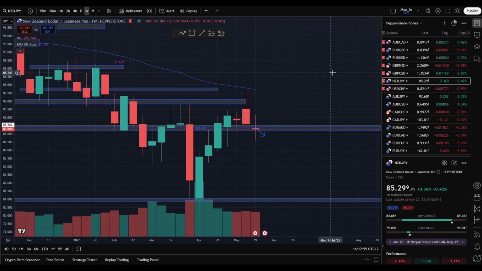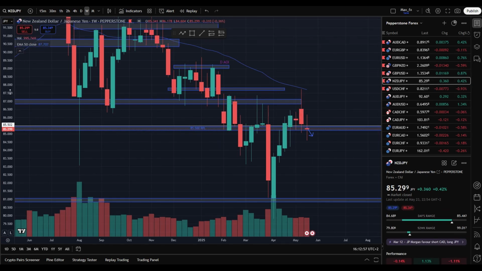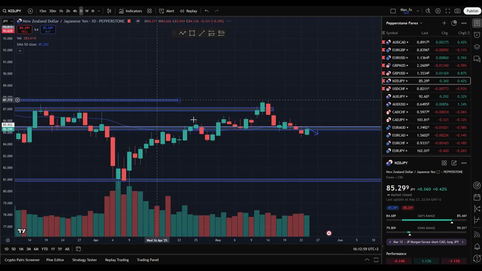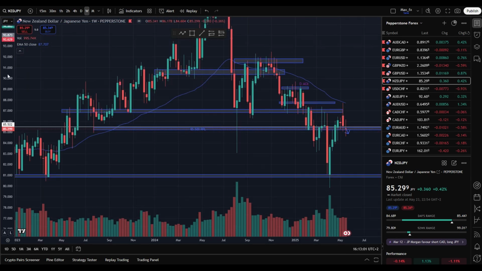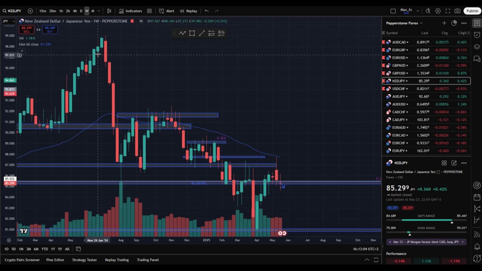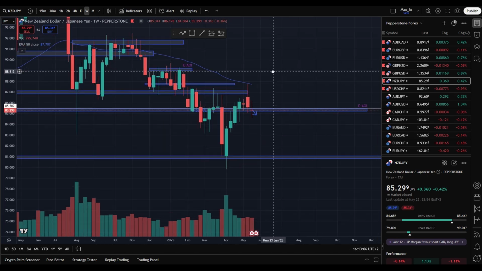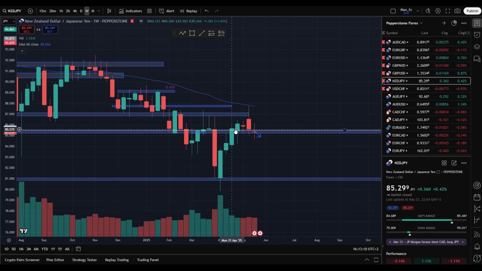Next pair I have on my list is NZD JPY. And here I am currently looking for short trades, or a specific short trade. Why is that? Well, as you see, we are on the weekly chart still in a fairly big downtrend here. We're creating new lows, and we almost made a shift in structure here. Well, it is actually a shift of structure because we closed below the recent lower high here.